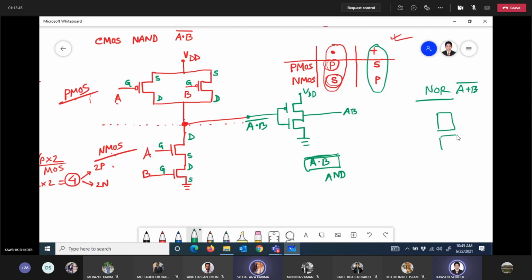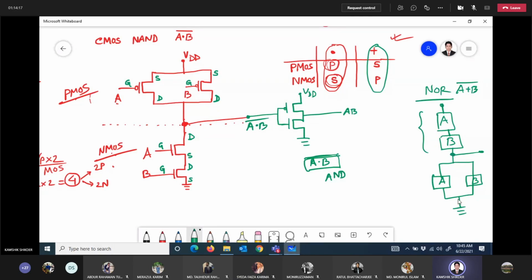and another PMOS, so they are in series and this is VDD. And NMOS should be in parallel. This is ground and this is the output terminal. Can you draw? Input A, input B for PMOSFET, and for NMOSFET, input A, input B. Yes, sir. This is the common drain terminal, this is the source terminal, and this source of PMOS is connected with VDD.